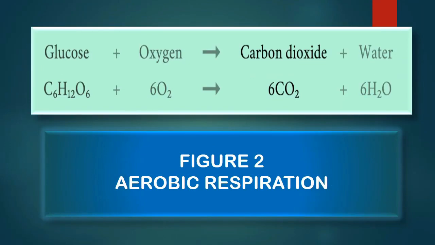This is the equation showing the process of aerobic respiration. Here, glucose combines with oxygen to give carbon dioxide and water. The chemical formula of glucose is C6H12O6. This means that 6 parts of carbon, 12 parts of hydrogen and 6 parts of oxygen combine together to make one molecule of glucose. O2 represents diatomic oxygen, CO2 represents carbon dioxide and H2O represents water.